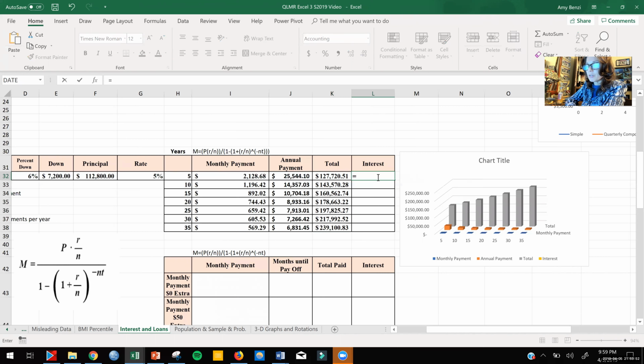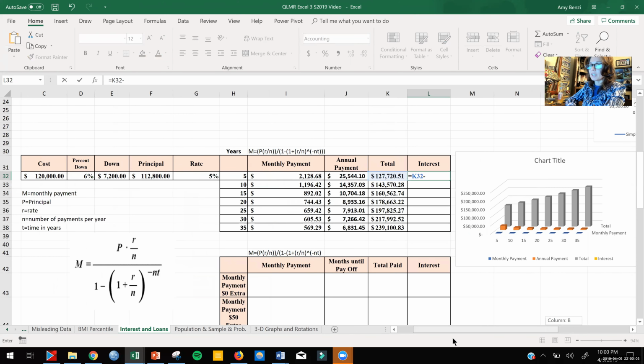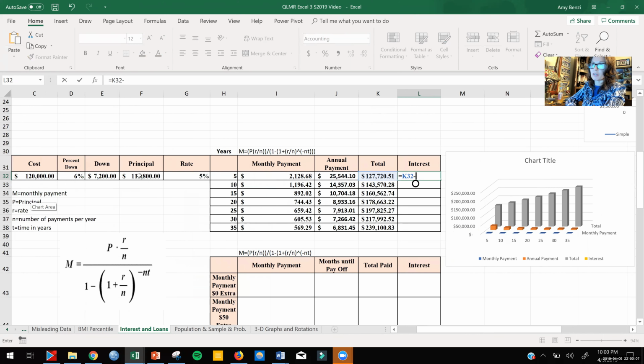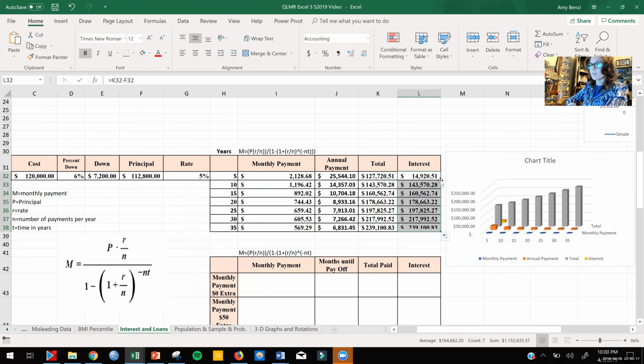All right, so my interest rate, what's my interest rate? It is going to be the total amount that I paid minus my principal. Don't forget, it's not minus the cost of the whole house, because we did not borrow $120,000. We borrowed $112,800. So the total amount I paid with all my monthly payments minus the principal that I borrowed gives me the amount of interest that I paid. All right, so there's that amount.